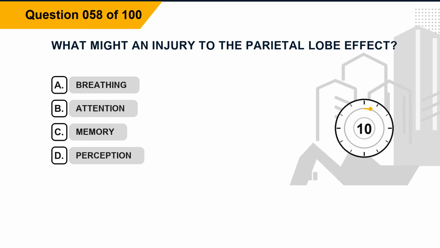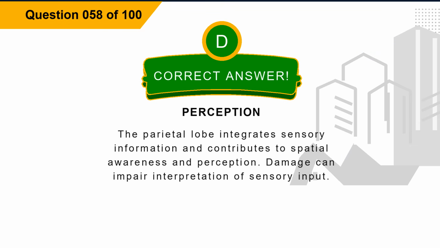Question 58. What might an injury to the parietal lobe affect? Option A, breathing. Option B, attention. Option C, memory. Option D, perception. The correct answer is option D, perception. Explanation. The parietal lobe integrates sensory information and contributes to spatial awareness and perception. Damage can impair interpretation of sensory input.